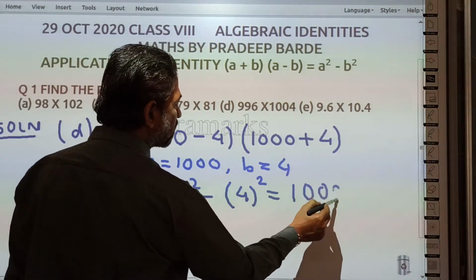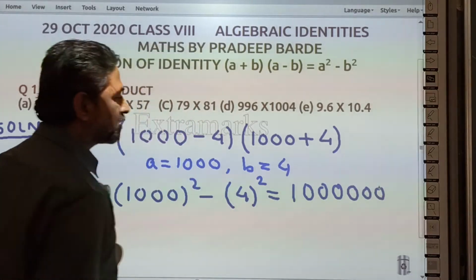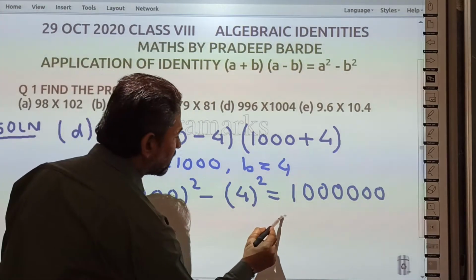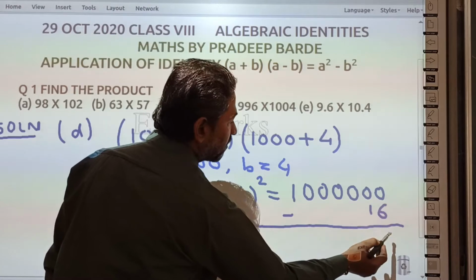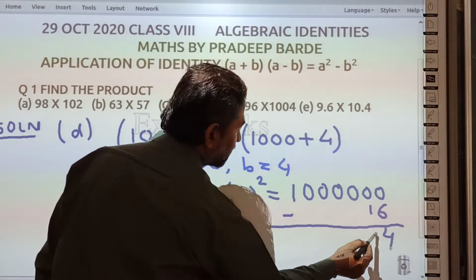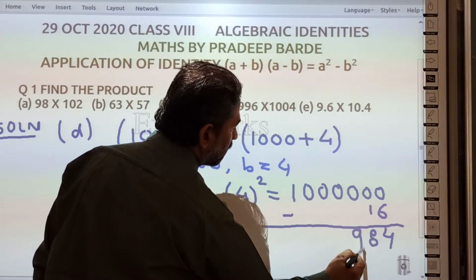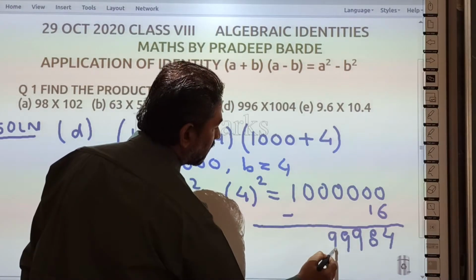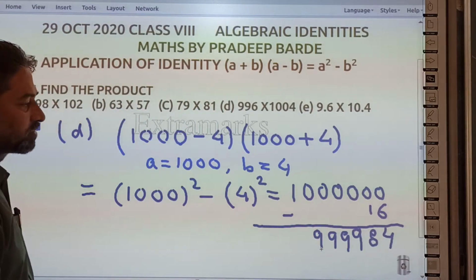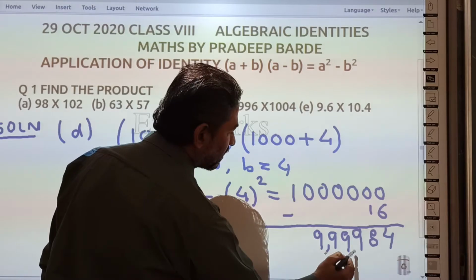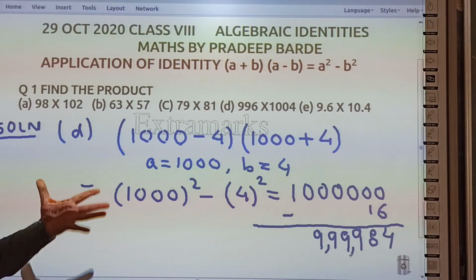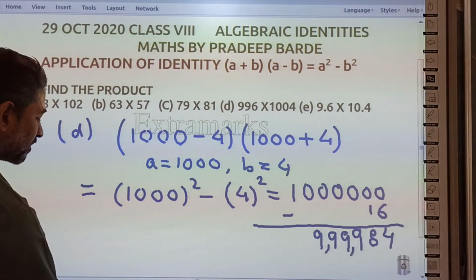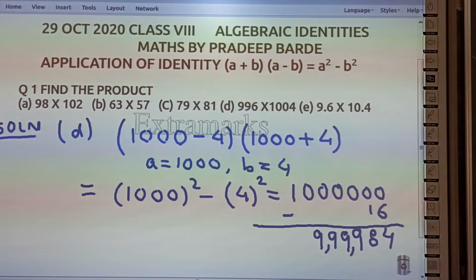So 6 zeros: 1, 2, 3, 4, 5, 6 zeros, minus 16. We just subtract it. 10 minus 6 is 4. 9 minus 1 is 8. Then 9 here, again 9, 9. It is 9,99,984, the product. So in a very simple way, you can just find out this type of products by using the identities.